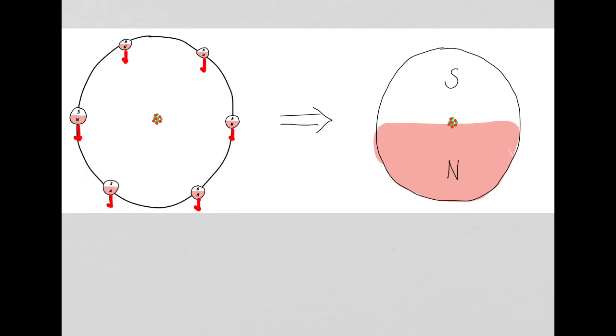So all the north poles are facing down, all the south poles are facing up, for example. It's not as easy as up and down, but what that does is it makes the overall atom magnetic. It makes this atom into a magnetic domain, is the way you can think about it.